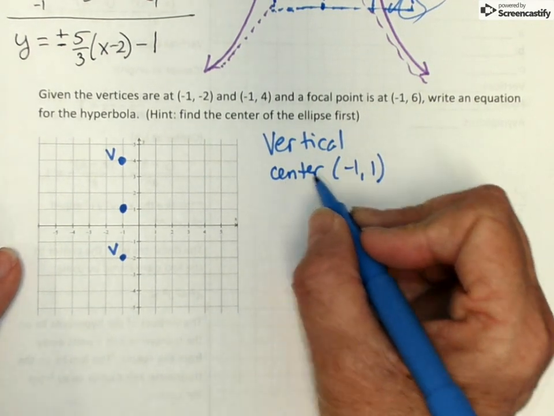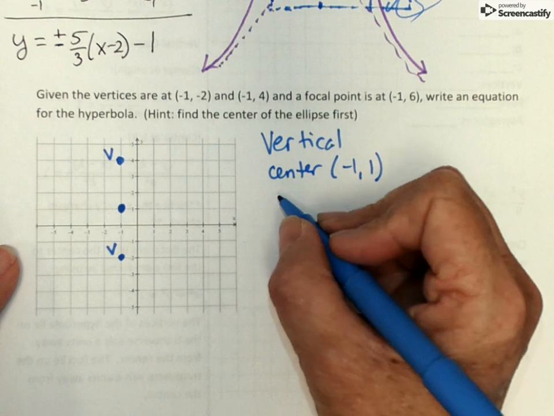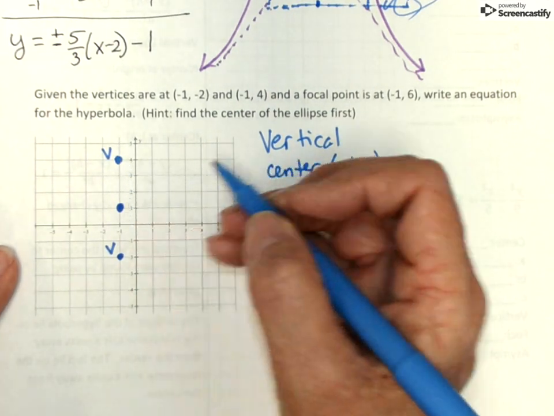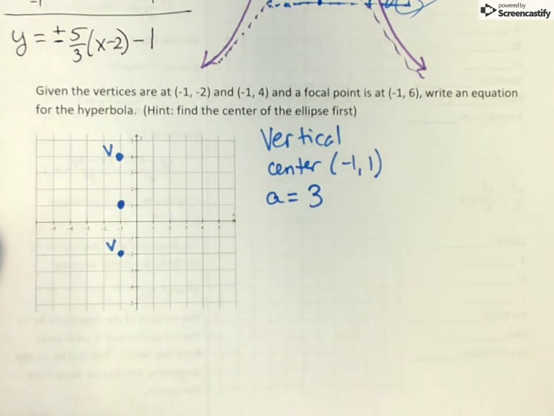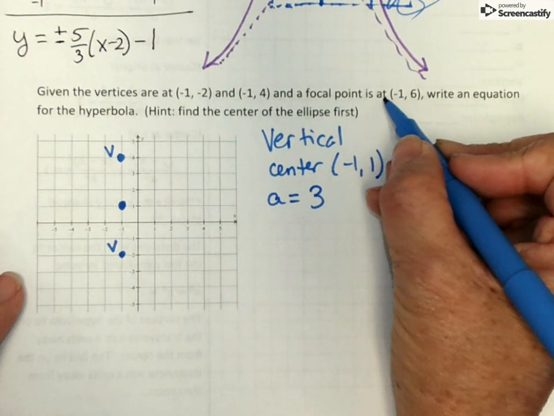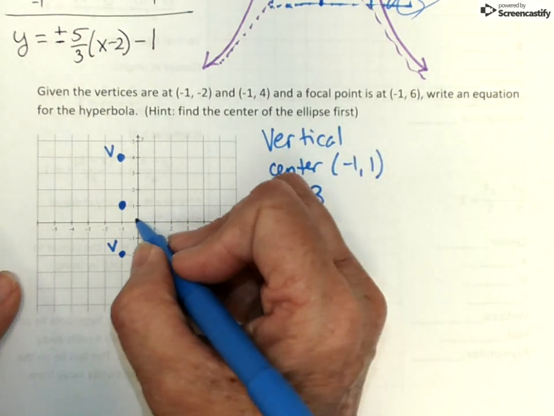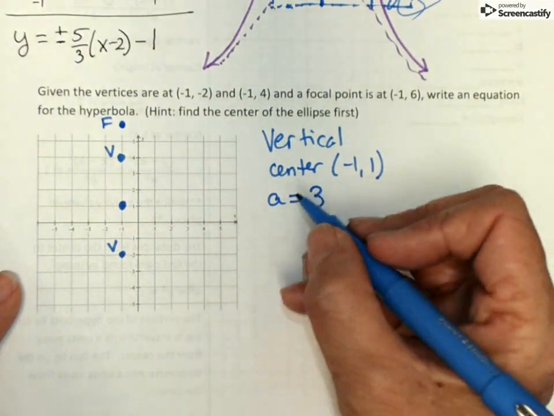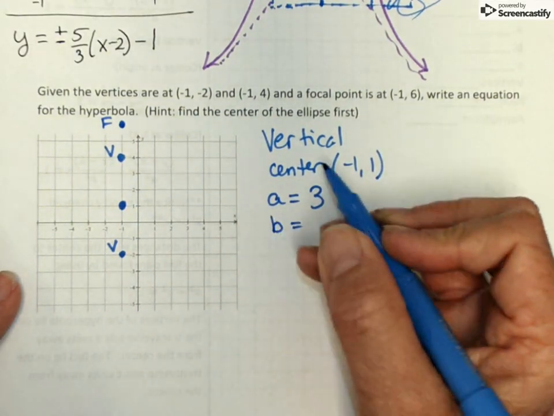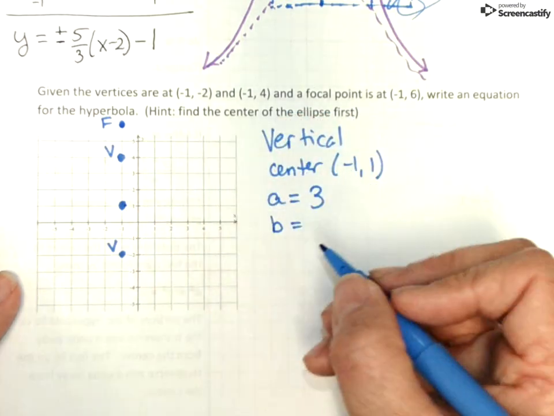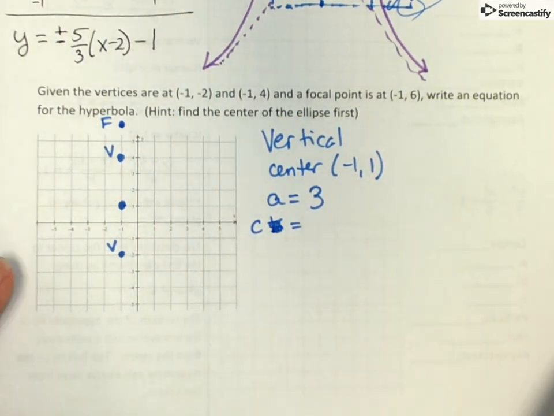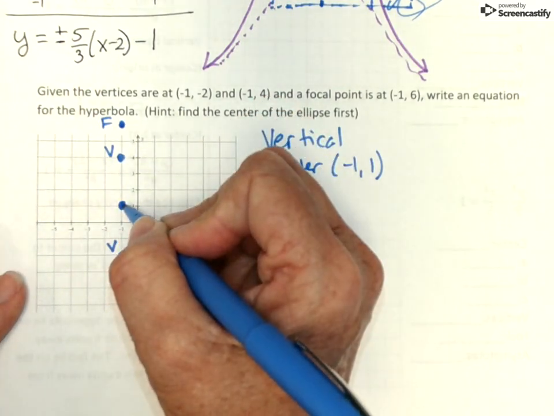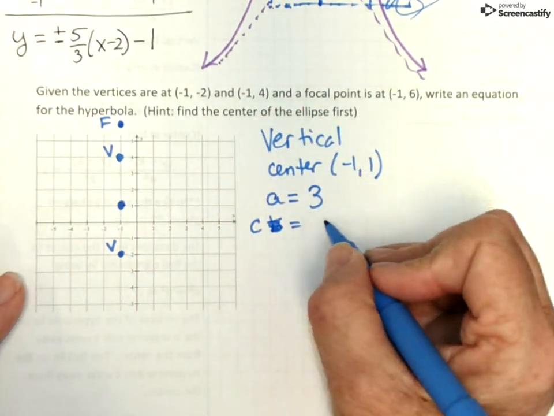If I know the center and I know where a vertex is, that distance represents a. So from the center to the vertex is 3. So that's my value for a. We are also given a focal point is at (-1, 6). So approximately right there, the focal point. And we know that the c value is from the center to the foci. So this distance from the center to here is 5.